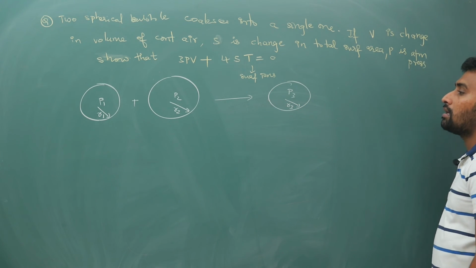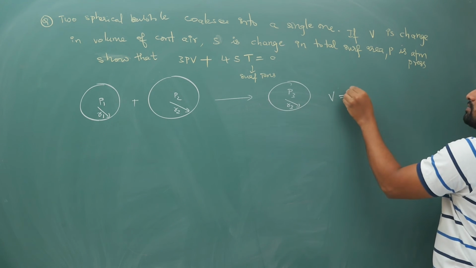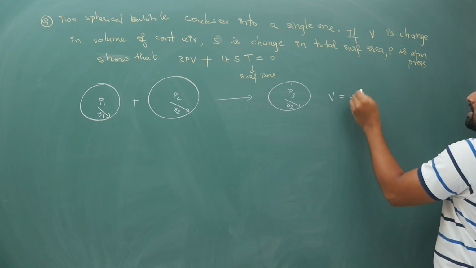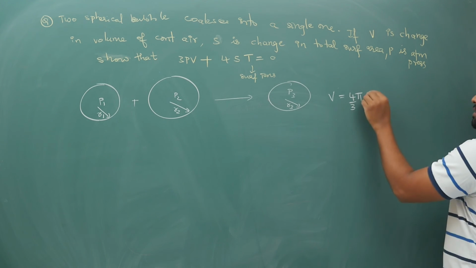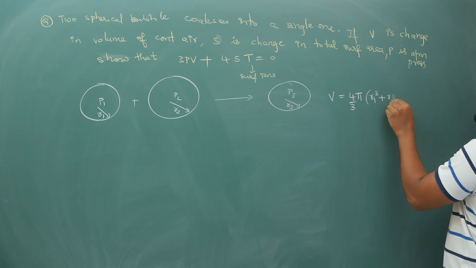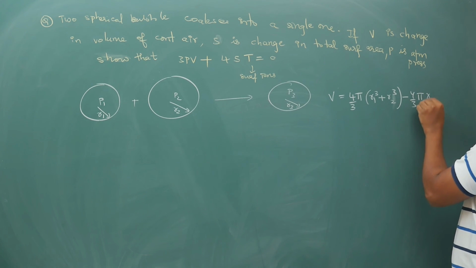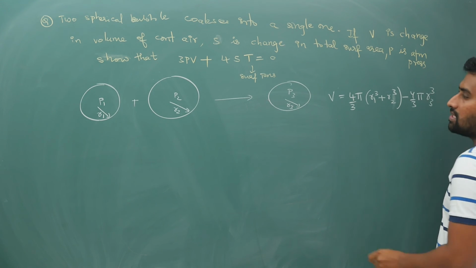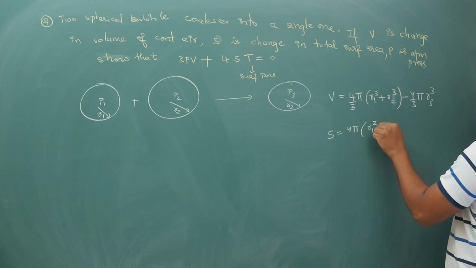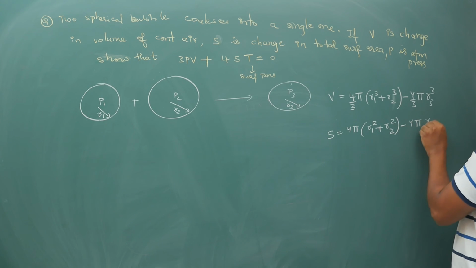Now V is the change in volume, it is 4 by 3 pi times R1 cube plus R2 cube, which is the initial volume, minus 4 by 3 pi R3 cube. This is your change in volume. Change in surface area is 4 pi into R1 square plus R2 square minus 4 pi into R3 square.